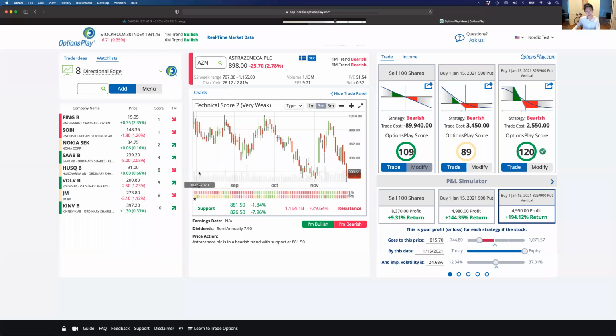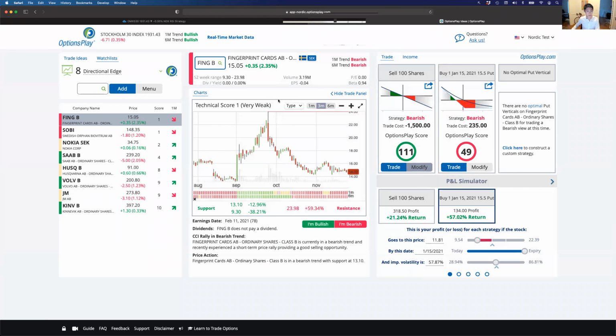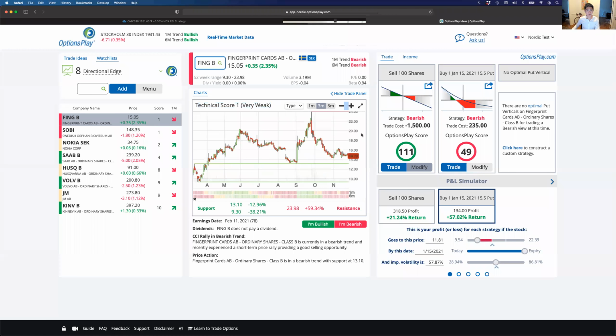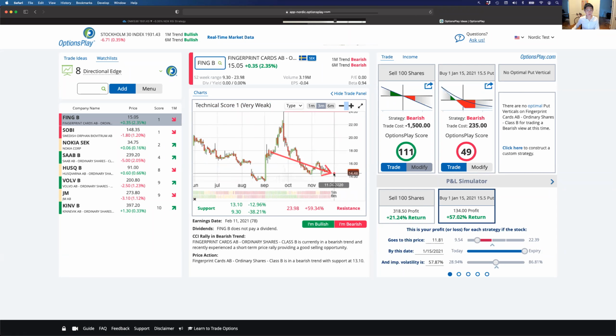And let's just look at some of these charts together, right? Let's look at Fingerprint Cards. As you can see, score of 1, meaning as the market is making new all-time highs, right? So the OMX S20 is making new all-time highs. This stock is actually pushing new lows. That's why it's one of the weakest stocks in the market.